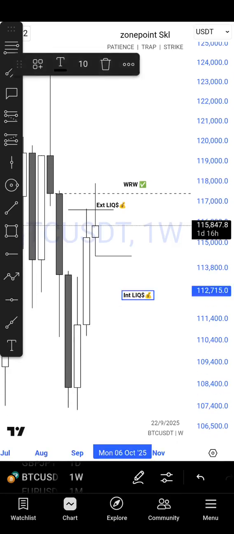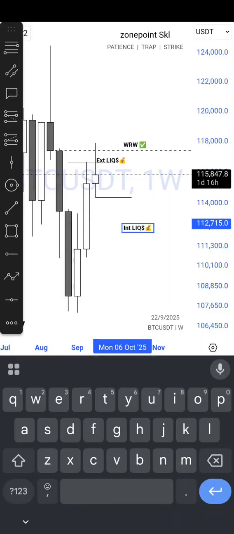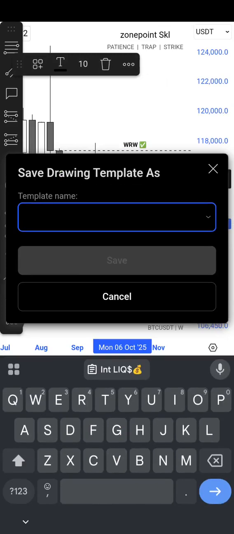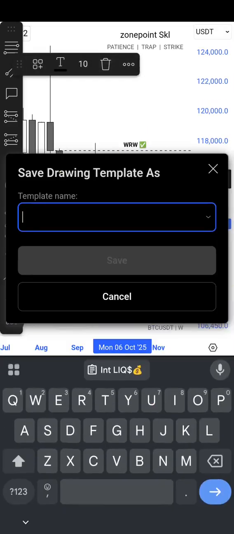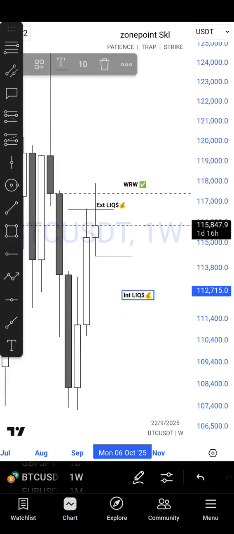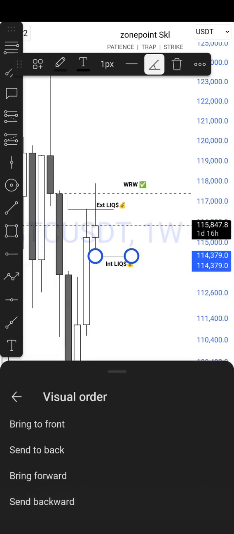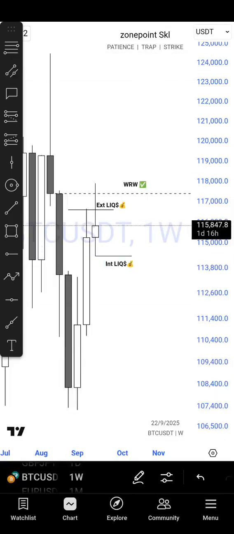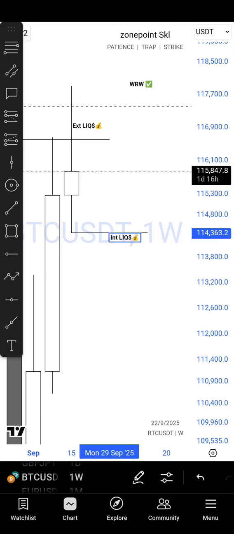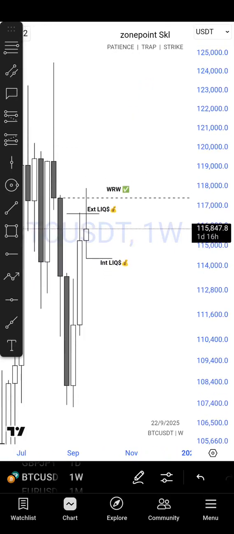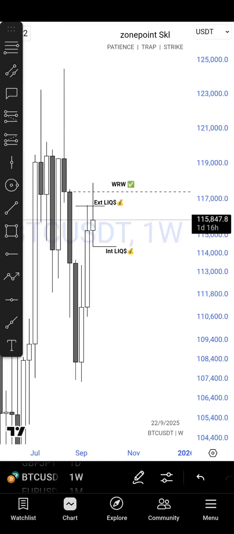We have this internal liquidity also. Hope you guys are seeing the way I'm doing it. We have this internal liquidity here. Let me zoom in very well so that I can push it. This weekly internal liquidity is what price is coming to take out after, but now we are in a bearish trend.